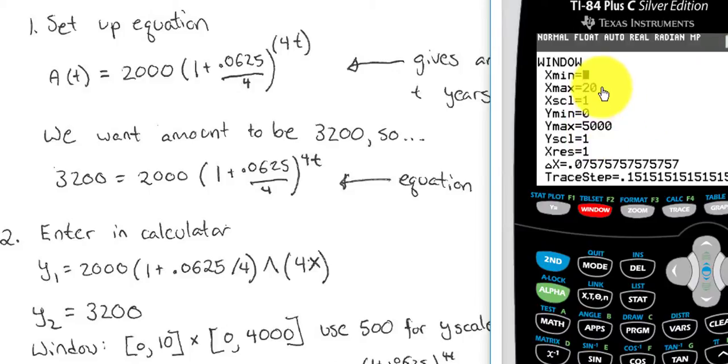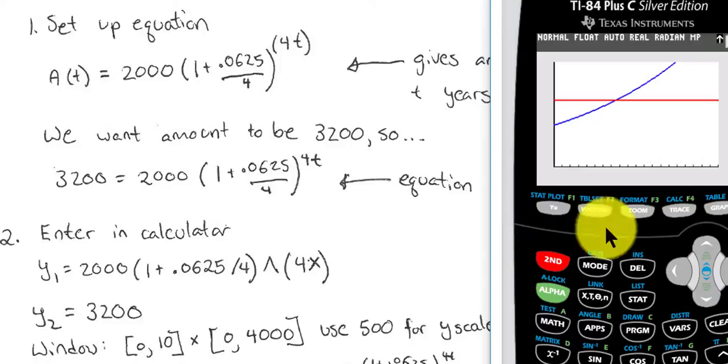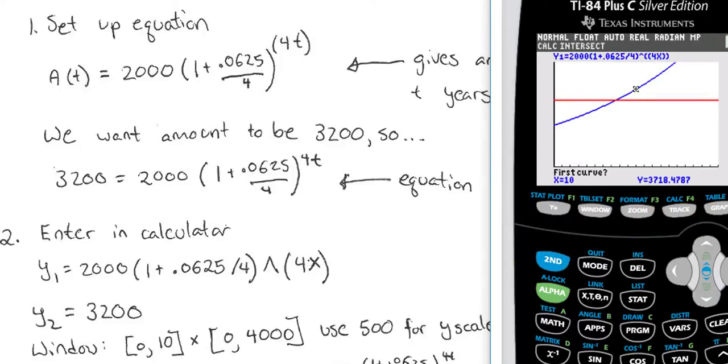So if I graph this, and they give us a window, we can use their window if we want. Our old window will still probably work. I had 20 to 5,000. Let's see if that still works. If it did not, you can actually use this window. Okay, so there's my first line. And then there should be a second line. And we want this intersection. So you press second, trace, number 5 for intersection, enter, enter, enter. And it looks like it'll take about 7.58 years.